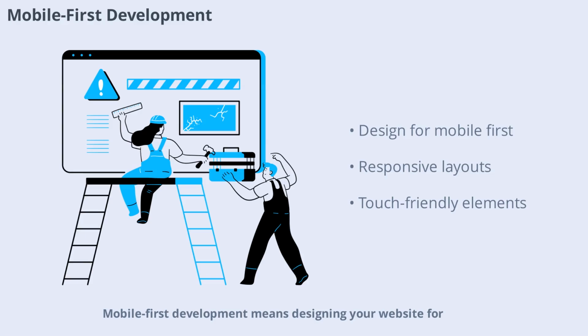Mobile-first development means designing your website for mobile devices before scaling up to larger screens. This approach ensures your site works well on smartphones and tablets, which are now the primary way many people access the web. Using responsive design and touch-friendly elements is key to mobile-first development. Let's explore why this strategy is so important today.